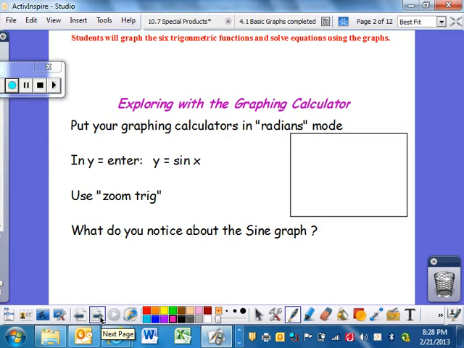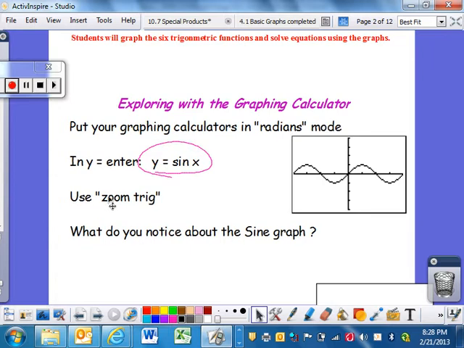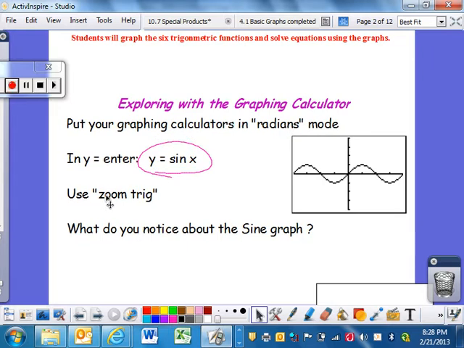Okay, so with your graphing calculators, if you have one, put it in radian mode and enter the equation y equals sine of x. Now if you have your blue sheet with you, there is a little picture on the blue sheet, but this is what the sine curve looks like. If you push graph, you can push zoom trig and it'll zoom it in a lot nicer way for you, and this is what's going to come up.